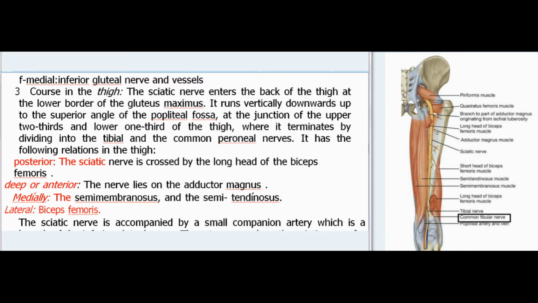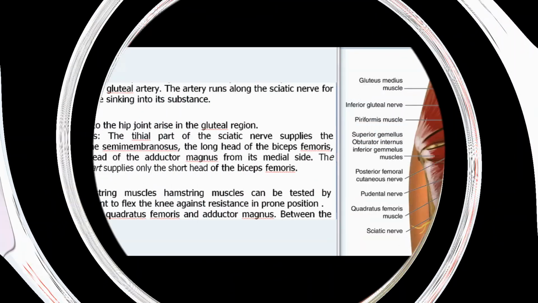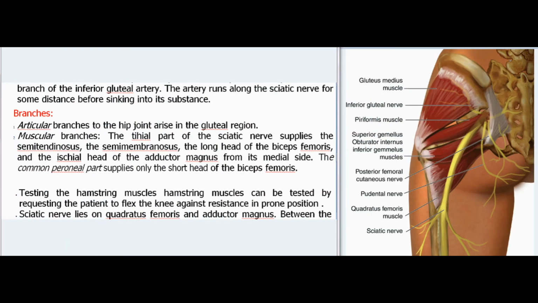Deep or anterior, the nerve lies on the adductor magnus. Medially, the semimembranosus and the semitendinosus. Laterally, biceps femoris. The sciatic nerve is accompanied by a small companion artery, which is a branch of the inferior gluteal artery. The artery runs along the sciatic nerve for some distance before sinking into its substance.